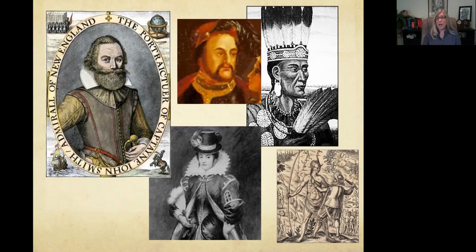And then you have Pocahontas, and this was Powhatan's favorite daughter. And in many of the writings, even among the Powhatan tribe, she's referenced as his favorite daughter. And if you think about it, well, what makes her special? What makes her the favorite?